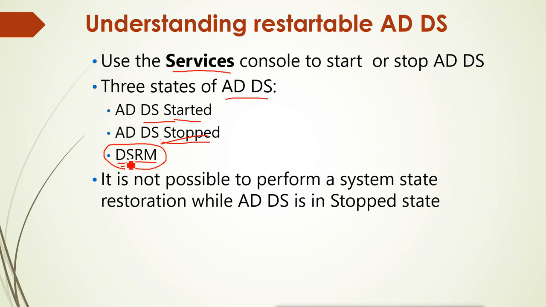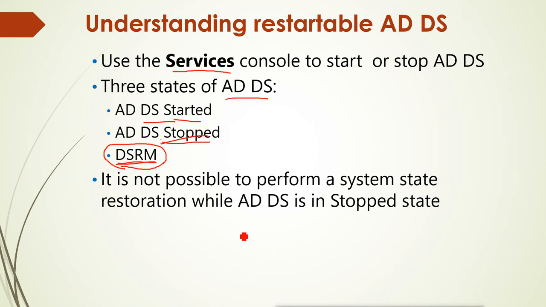So we had to restart the whole system and run it in DSRM mode. When our system runs in DSRM mode, the directory services will not run, and then we can do the maintenance job. But now we can do some of these tasks without going into DSRM mode. We can just stop the services and then do whatever we want.